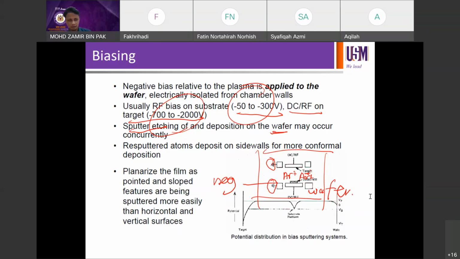So that's the whole idea of biasing, right? So biasing can also planarize the film as pointed. Planarize the film and slope features that are being sputtered, and slope features are being sputtered more easily than horizontal vertical spaces. So it can also be used for planarization, right?